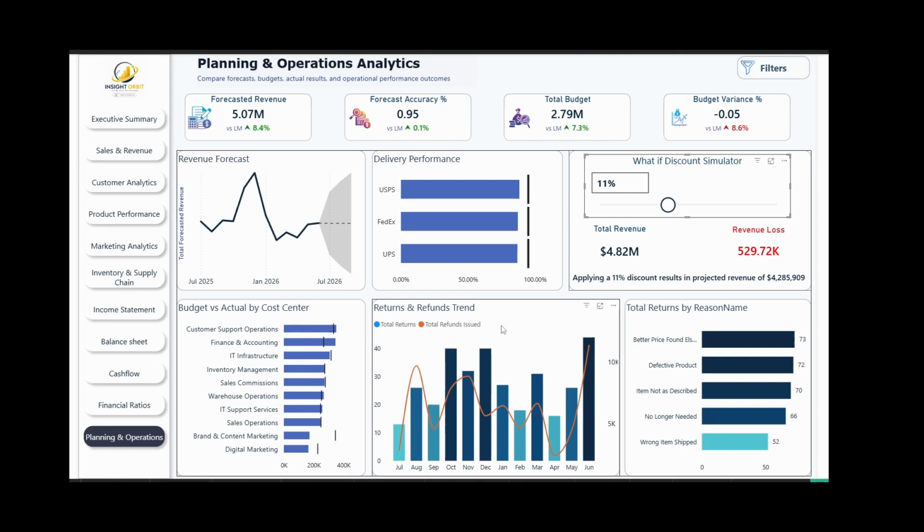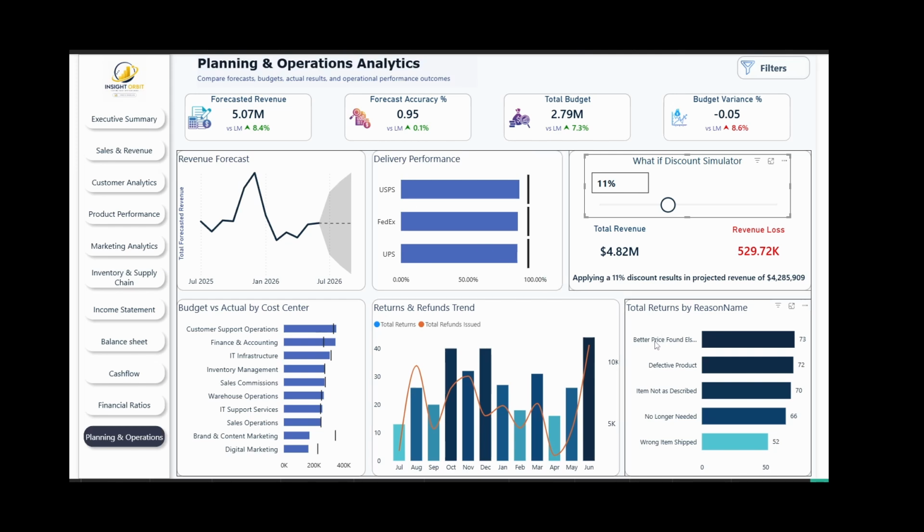The return analysis shows the return trends over time and the main return reasons. And this helps the business to identify product or service issues. And this is the delivery performance section, tracking the on-time delivery rate, average delivery days, and the carrier performance. This helps to improve customer satisfaction by identifying delivery problems.